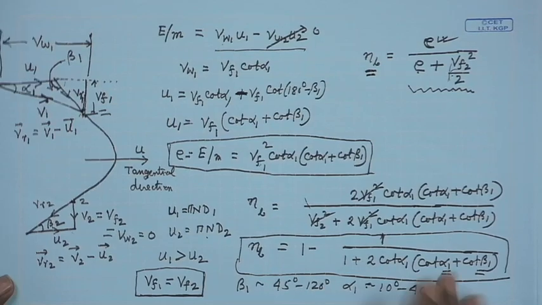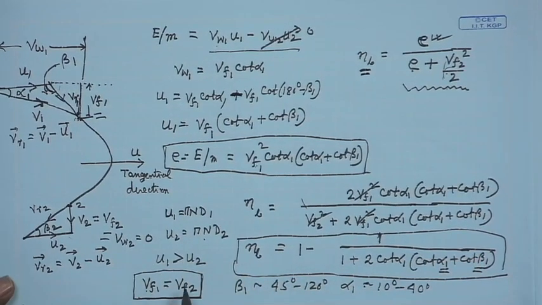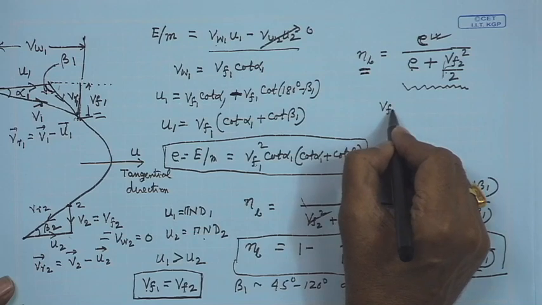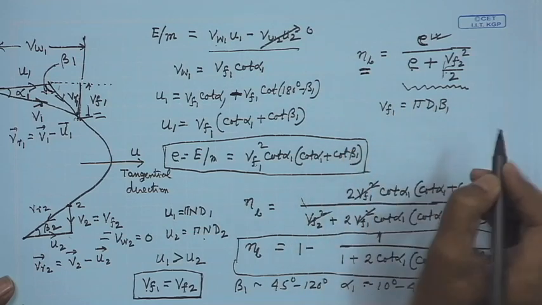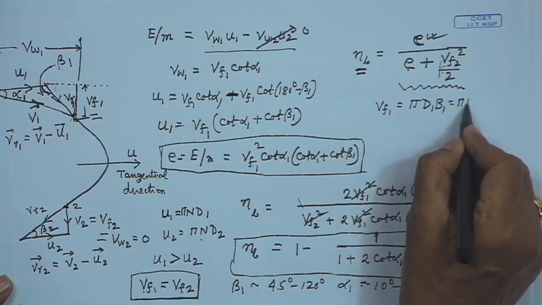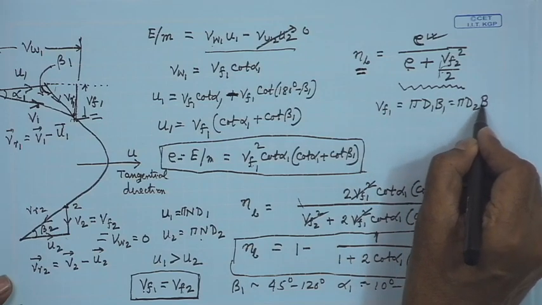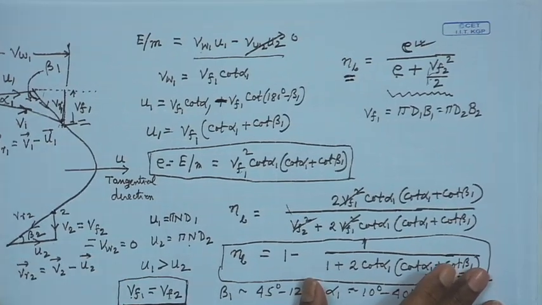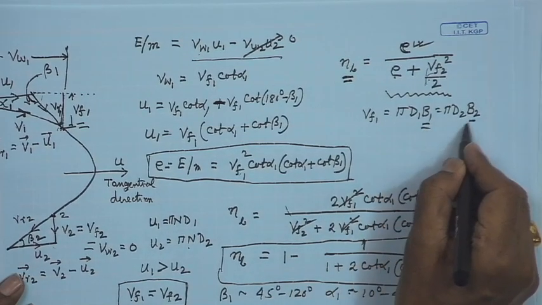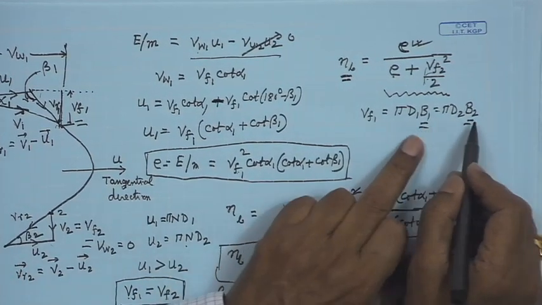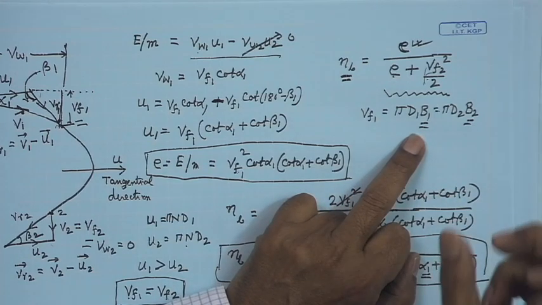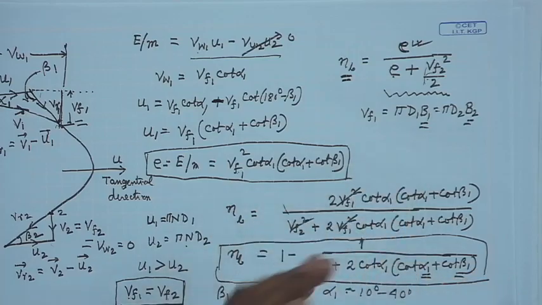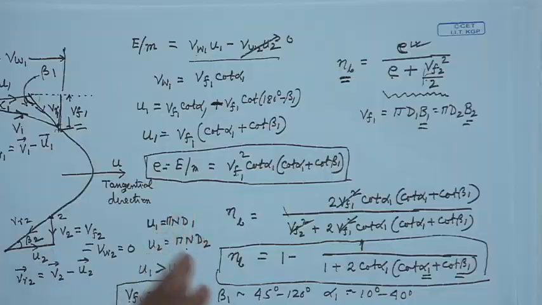Now, another important concept is that since Vf1 is Vf2, now we can write pi d1 b1 equals to pi d2 b2. Now, what is b? b1, b2 are the width of the runner or the height of the runner. This is depending upon its configuration. For a vertical shaft runner, this b is the height of the runner, and pi d b represents the flow area.